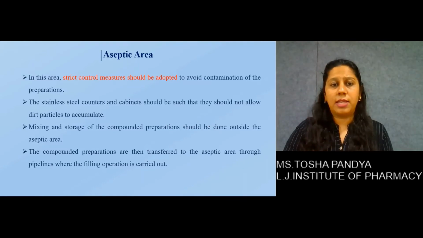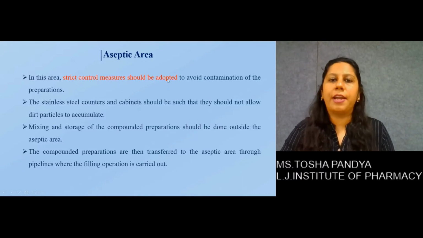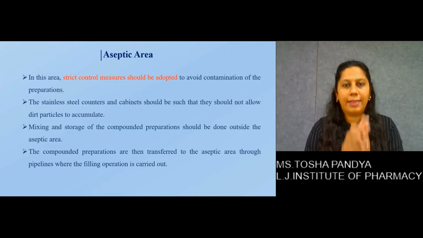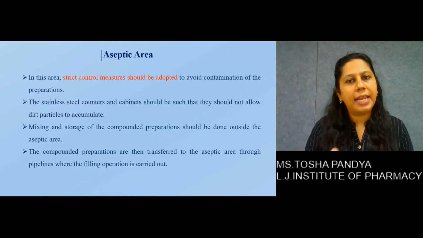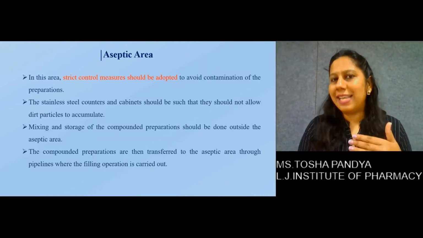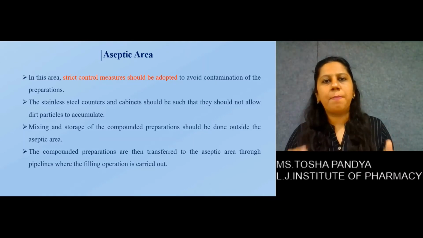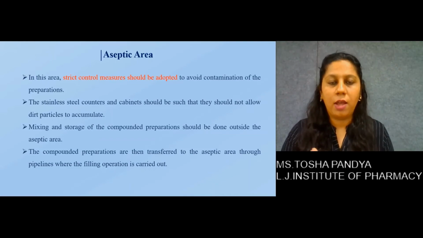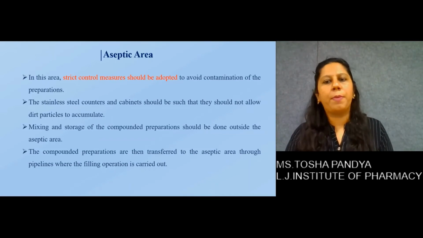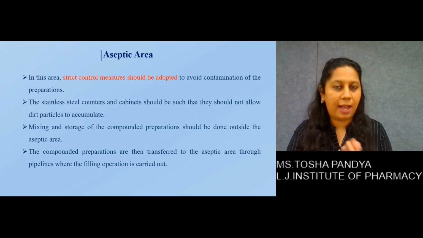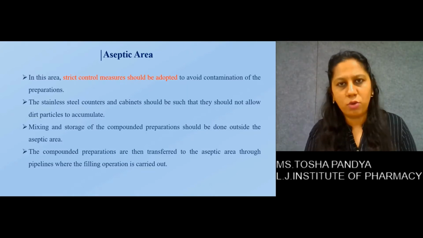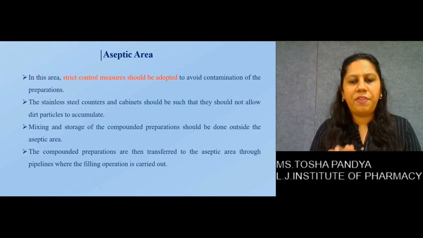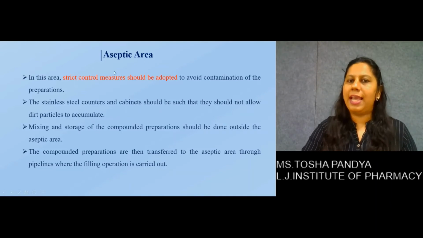The very important area is the aseptic area. As you see here, which I have highlighted, strict control measures should be adopted here. So the stainless steel cabinet and counters which are provided in the aseptic filling area, where the filling operation takes place, should be free of any microbial or dust contamination. The mixing and storage of compounded preparation should be done outside the aseptic area, in the compounding area. You have already mixed the components and stored them in the compounding area, but the actual filling operation will take place in the aseptic area.